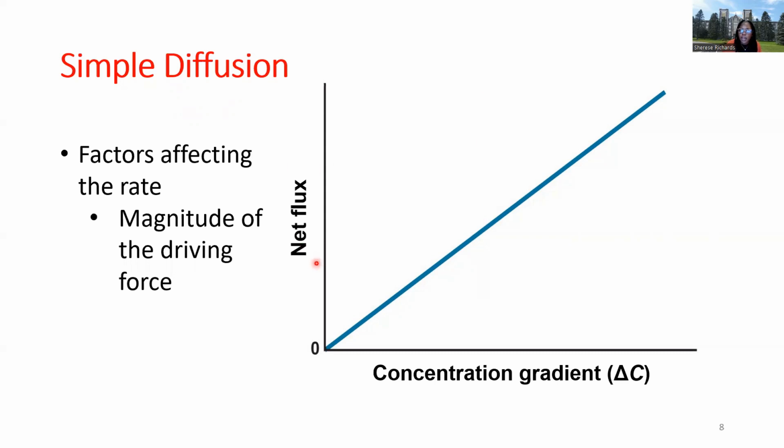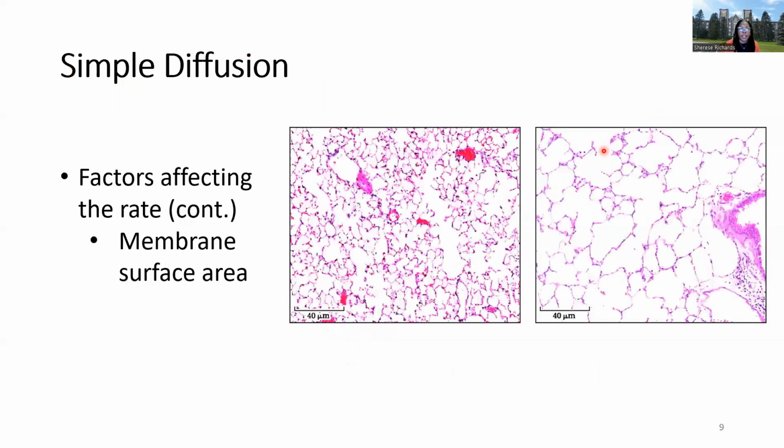Therefore, if we look at this graph, on the y, we have the net flux, in other words, the net accumulation of particles. And then on the x, we have the concentration gradient and the change in the concentration gradient. So as the concentration gradient increases, the net flux of particles also increases. And that is a linear relationship, right? This is a linear, directly proportional relationship. So the degree with which the concentration gradient increases is the degree with which we see the net flux of particles increase as well. Okay.